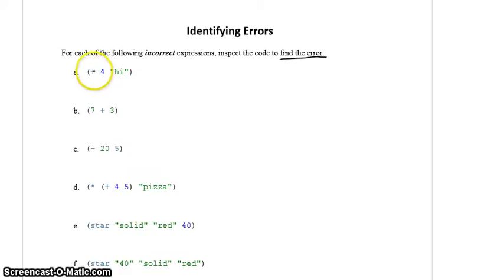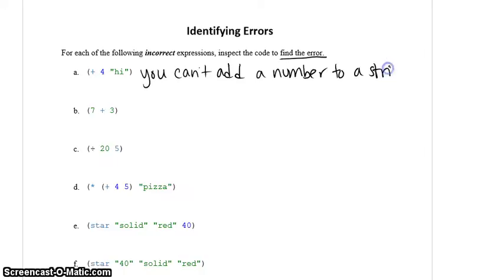But for example, letter A, we're using the function addition, and the inputs are 4 and high. So the problem here is we're trying to add a number and a string. So the way I would identify this error is you can't add a number to a string. Remember, the addition function requires 2 numbers for inputs, not a number and a string. In letter B, 7 plus 3. Hopefully you're noticing that if this is supposed to be code, the addition symbol has to go first. So that's the error here. The addition symbol must go first.